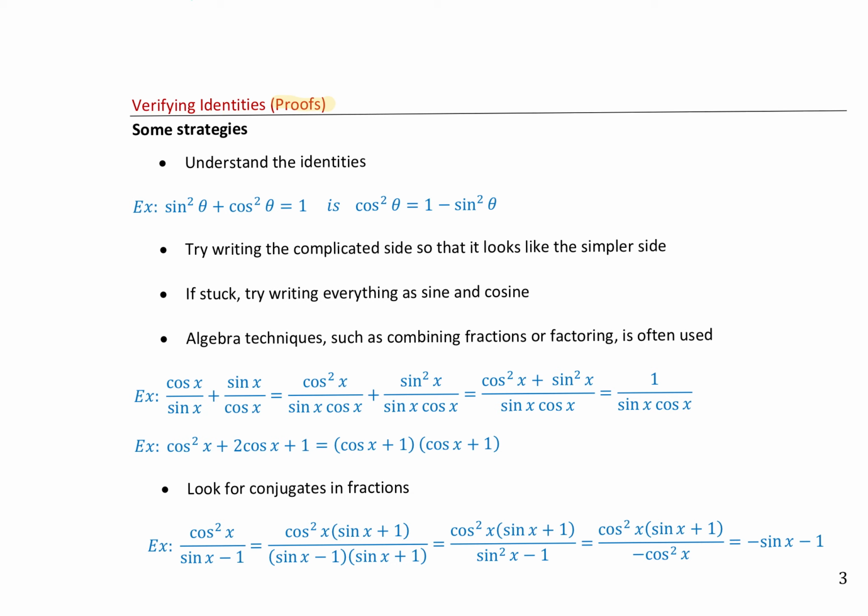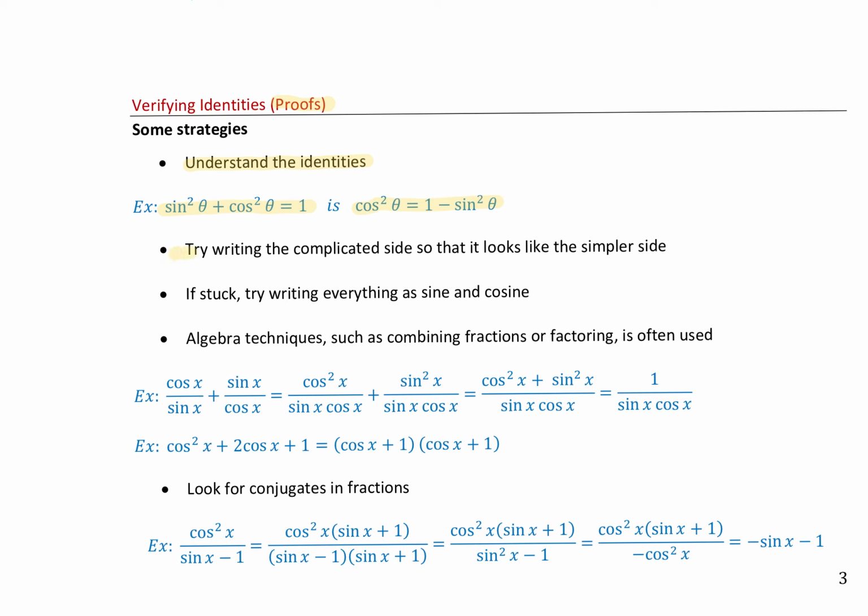Sometimes it gets confusing. So what you really want to do is you want to understand your identities and become familiar with them, because you're going to use them a lot and in different ways. As in our previous example, when I rewrote the sine squared plus cosine squared equal to 1, so I could get cosine squared minus 1. So you're going to need to be familiar with your identities and how you can change them up. So for example, sine squared plus cosine squared equal to 1. That's cosine squared equal to 1 minus sine squared.